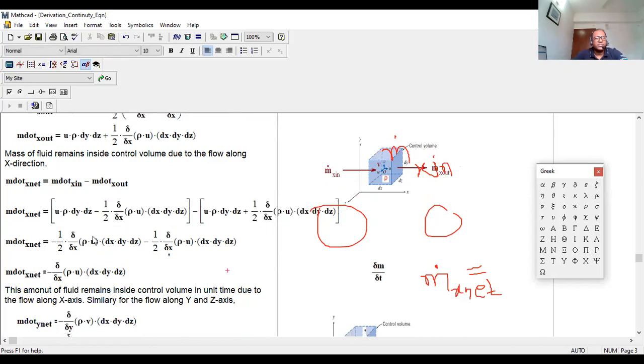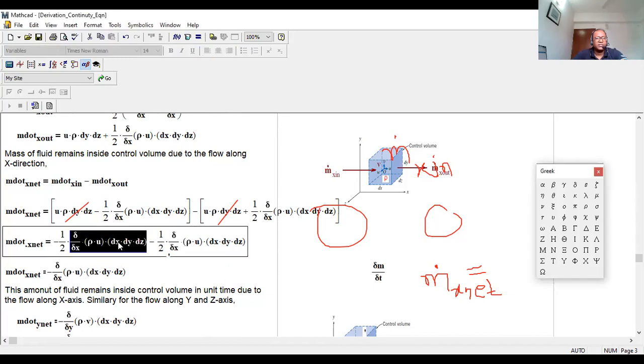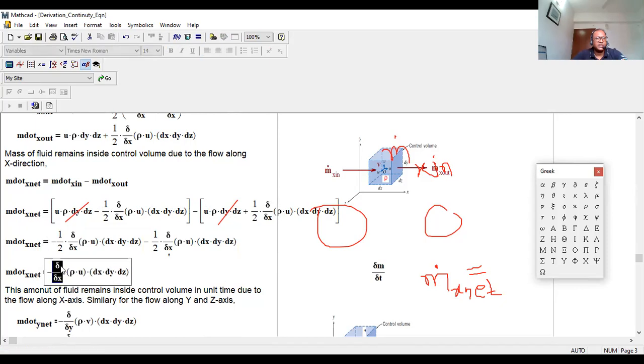Then you rearrange this equation. Then you see this term will cancel out. This cancels out. So you'll have m dot net, this term and this term. Okay. So if you look carefully, if I say half x, this is half x, what will we get? Full x. This is equal to minus del by del x of this component.